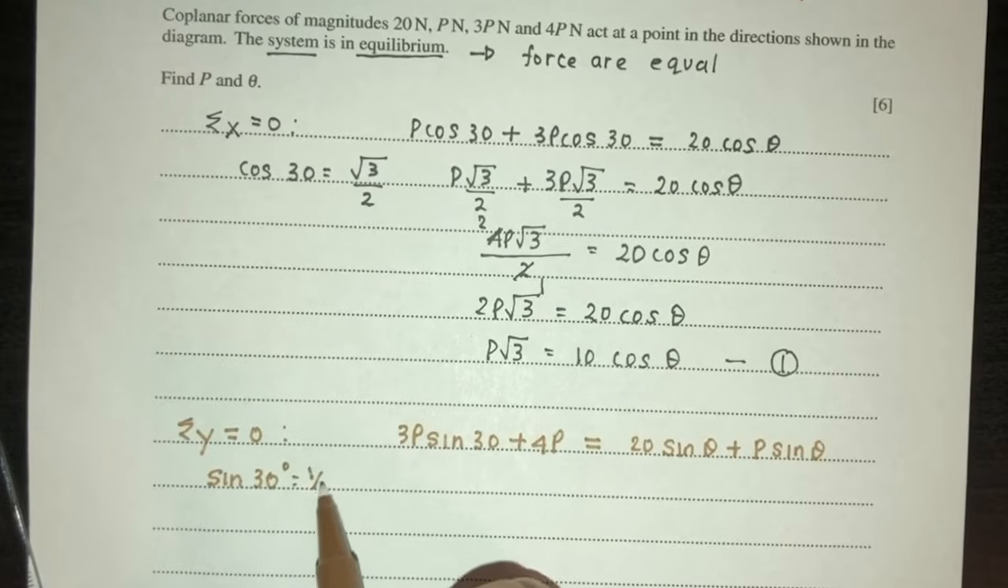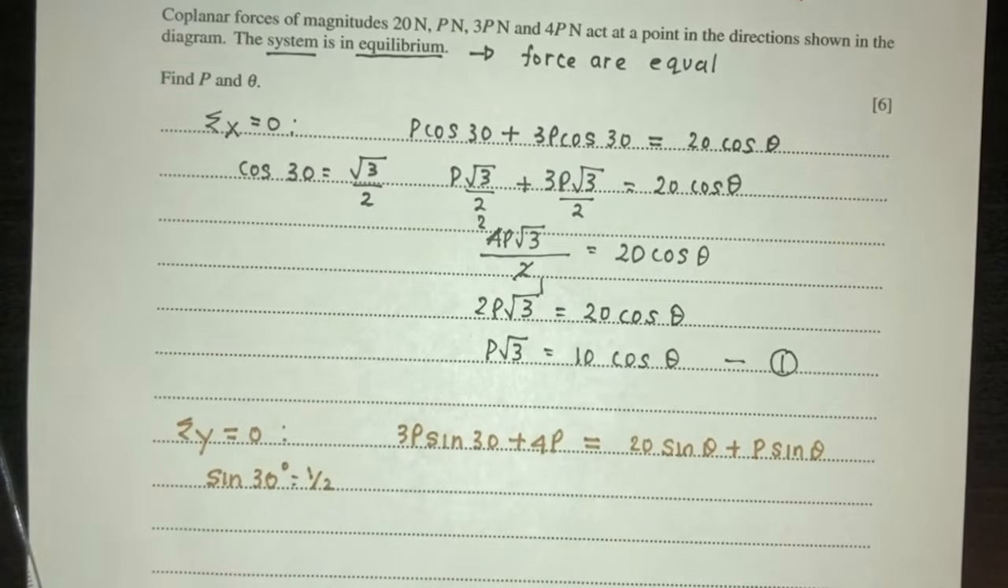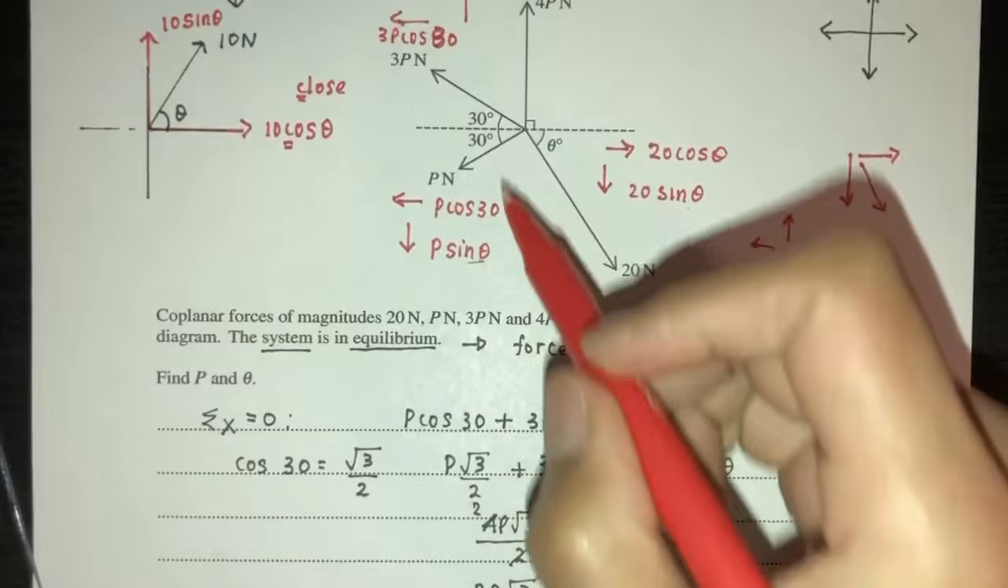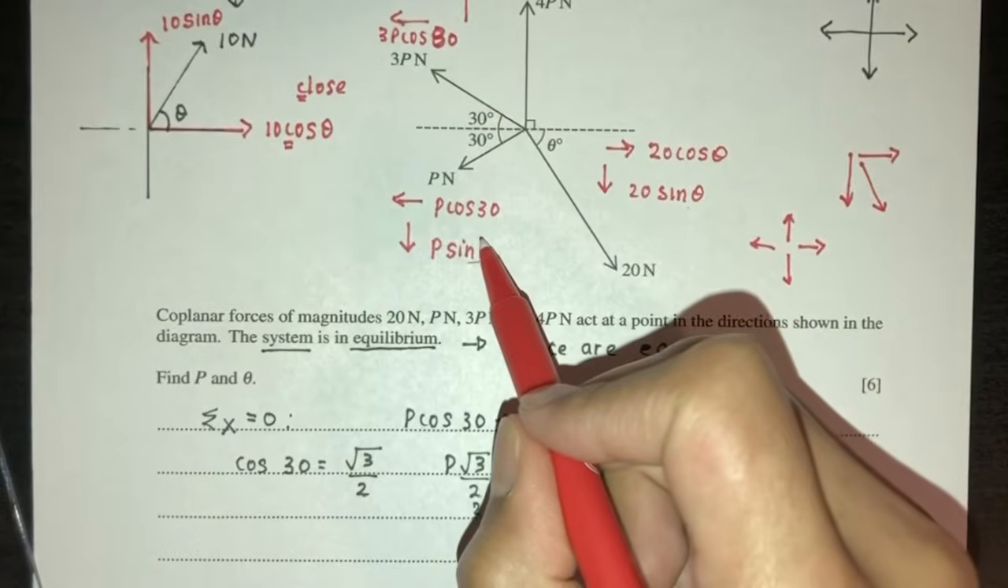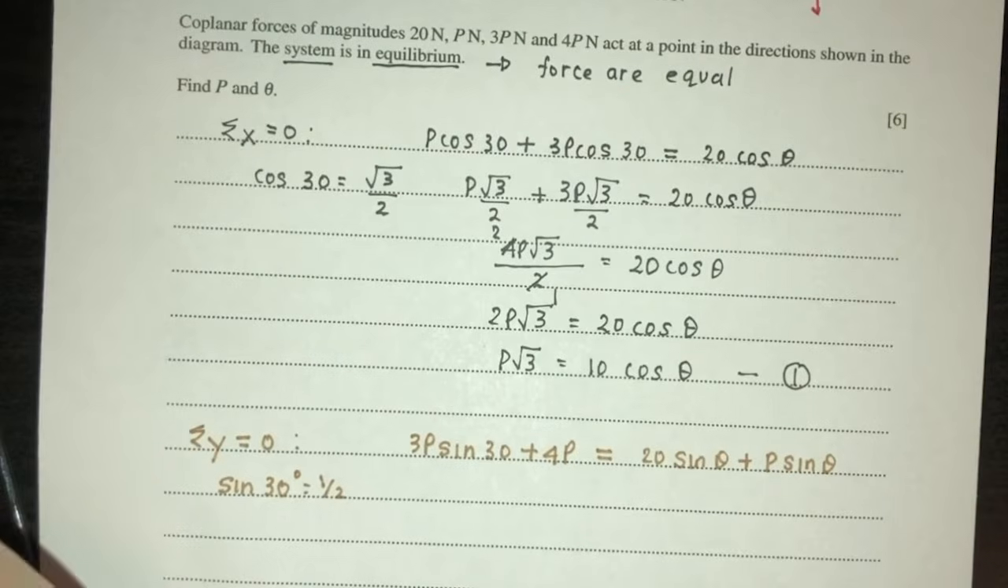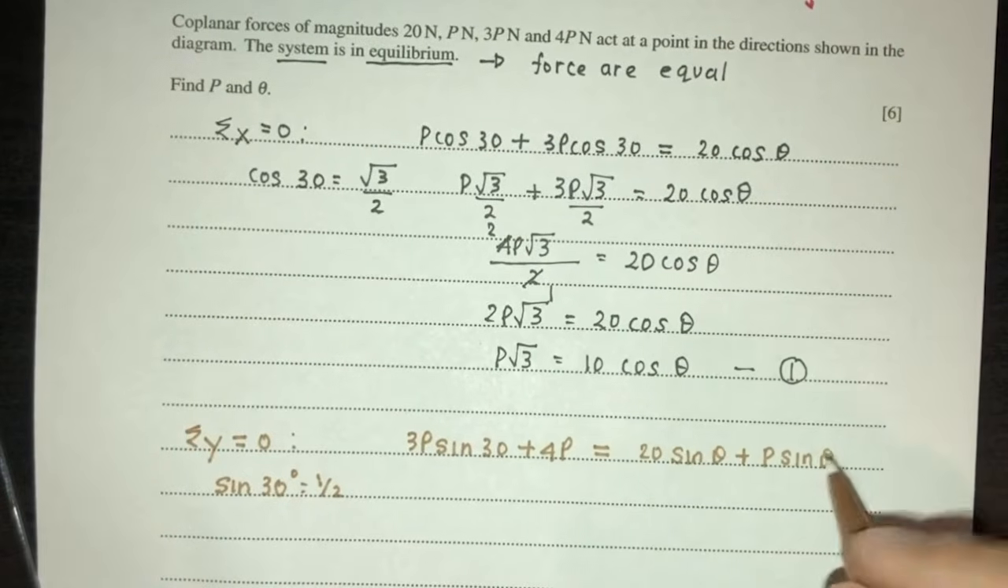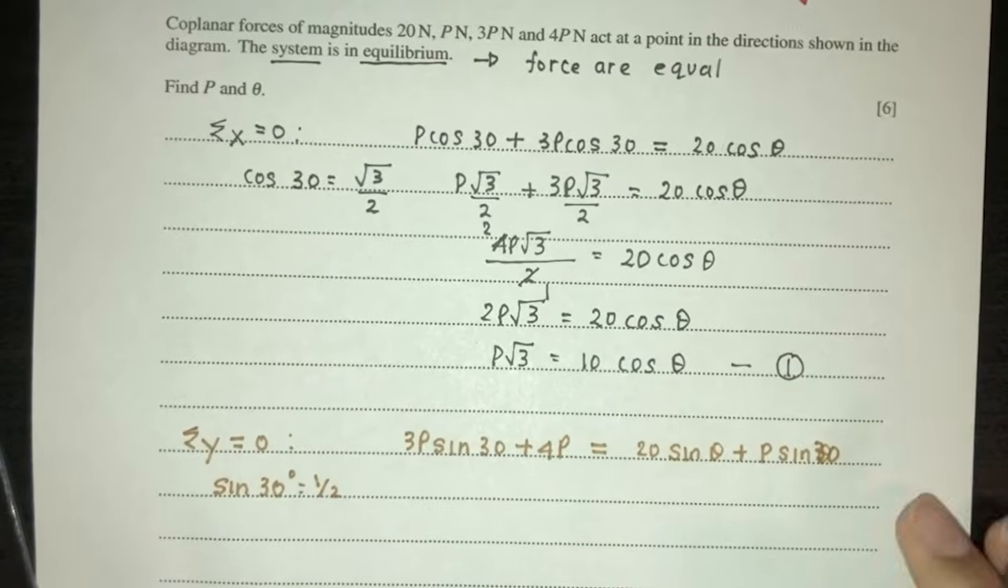That is equal to half. Okay, so here again you see I made a mistake, because we know the angle here, that will be 30, not theta. Okay, so that will be 30 here. This is forces in the downward direction. Okay, so if you simplify, you will have what?